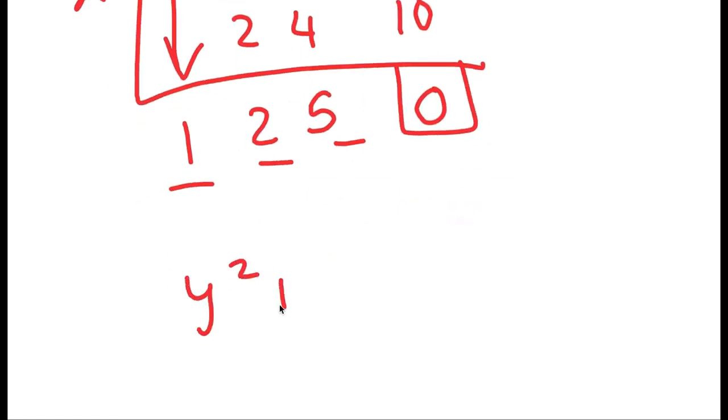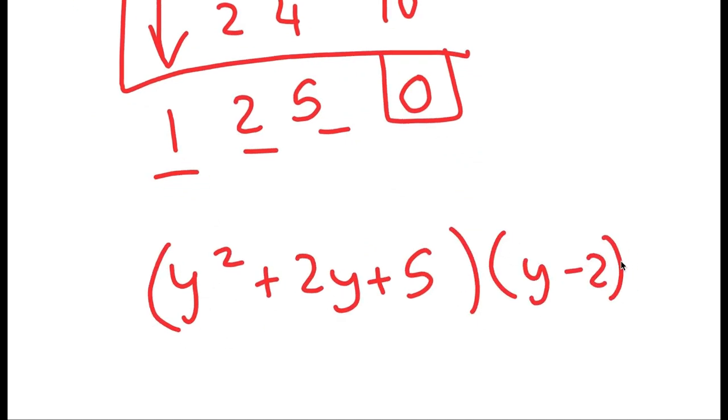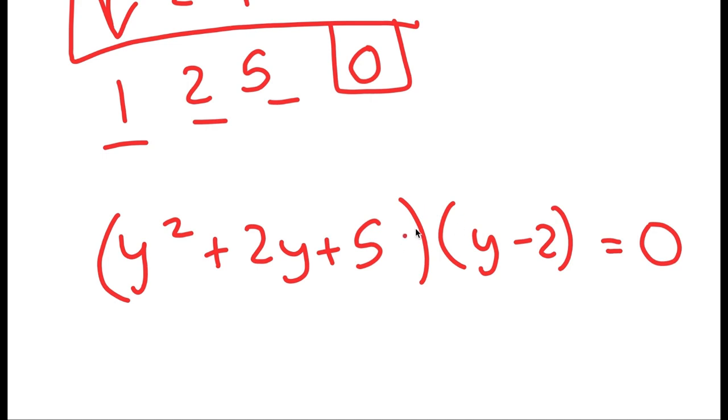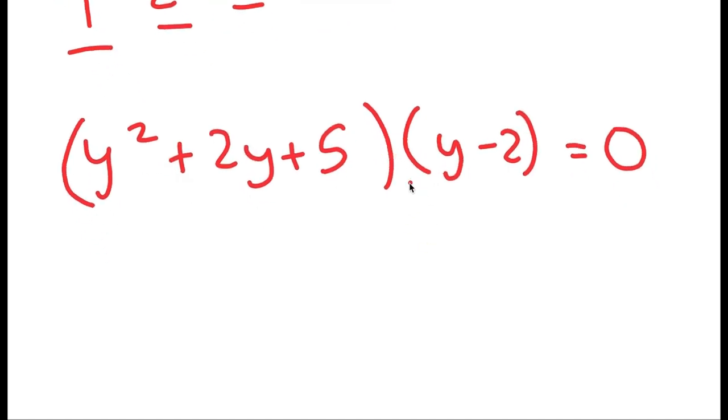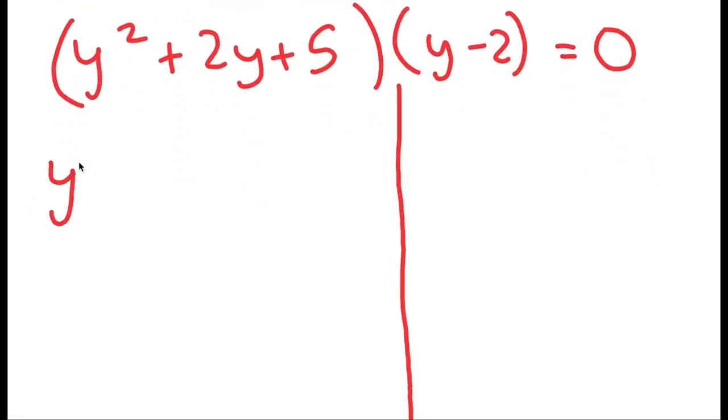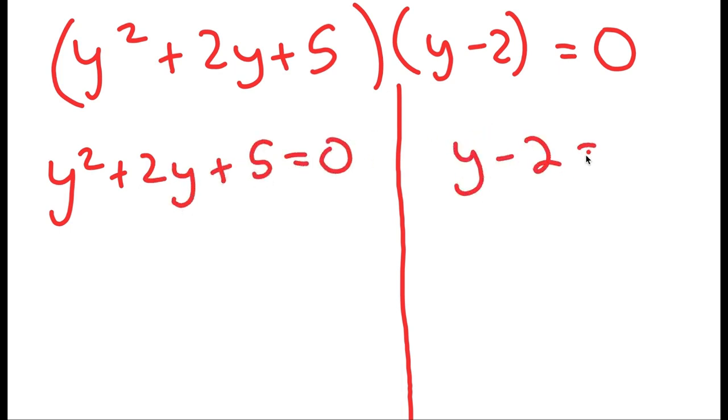So I get y squared plus 2y plus 5, meaning y squared plus 2y plus 5 times y minus 2 is equal to 0. So this is my equation, and I'm going to divide this into two equations. Y squared plus 2y plus 5 is equal to 0, and y minus 2 is equal to 0.